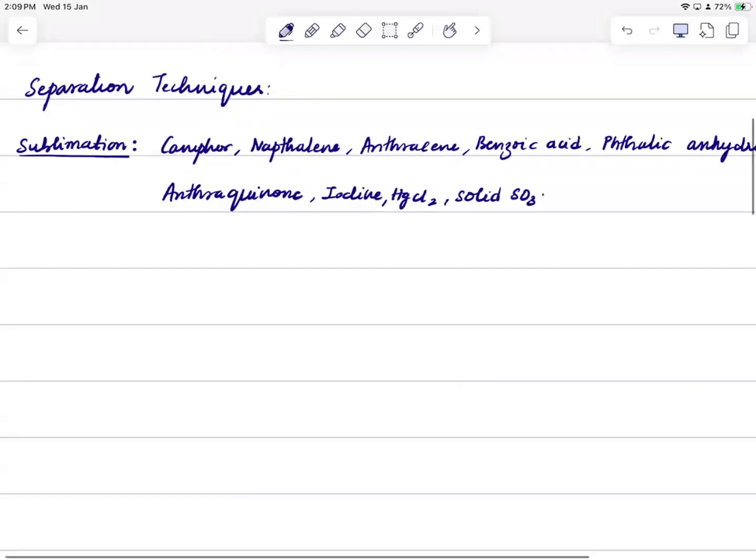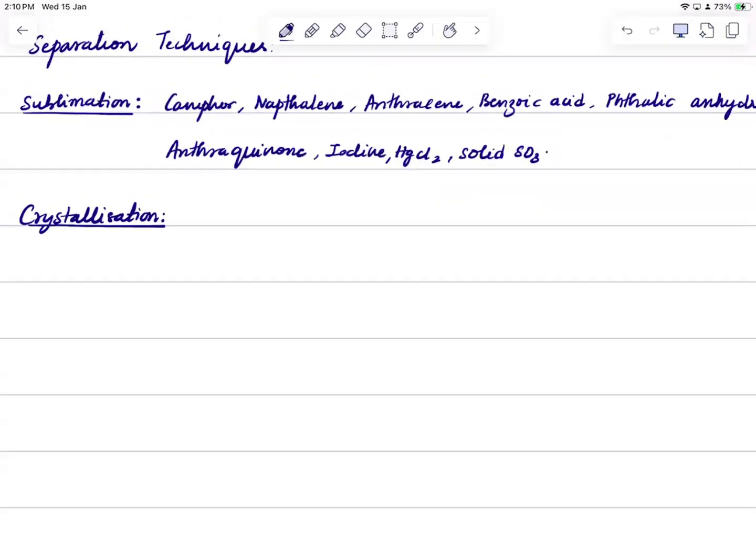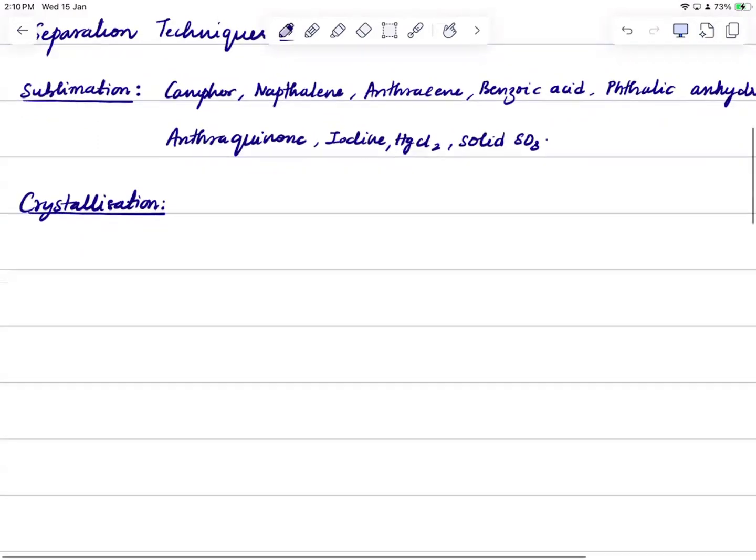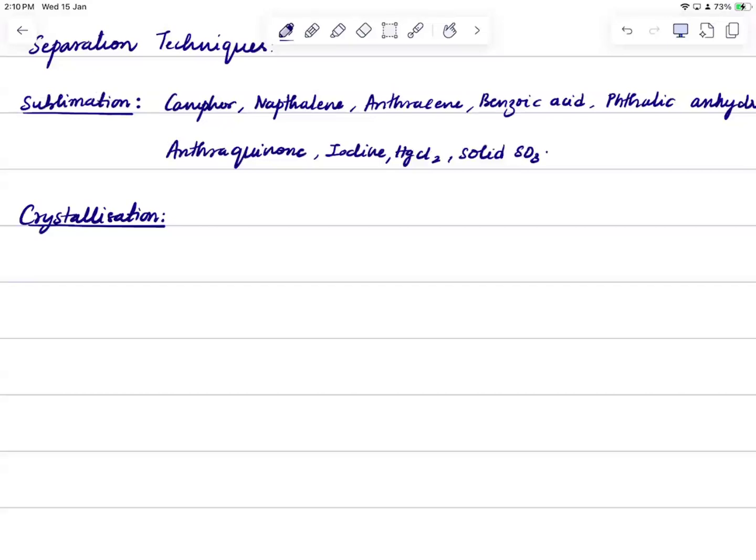Next, crystallization. When it comes to crystallization, the principle is that the impure compound dissolves in a solvent in which it is sparingly soluble at low temperature but highly soluble at high temperature, so impurities will dissolve more easily. So remember the principle here.